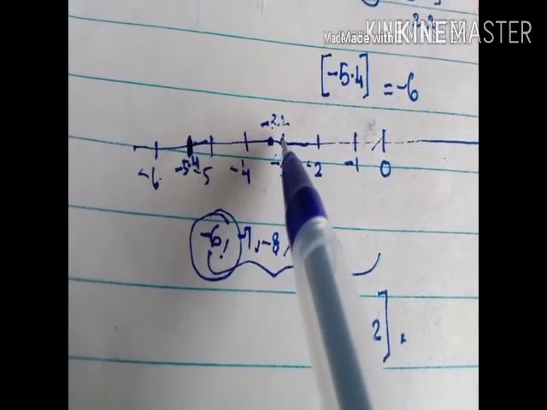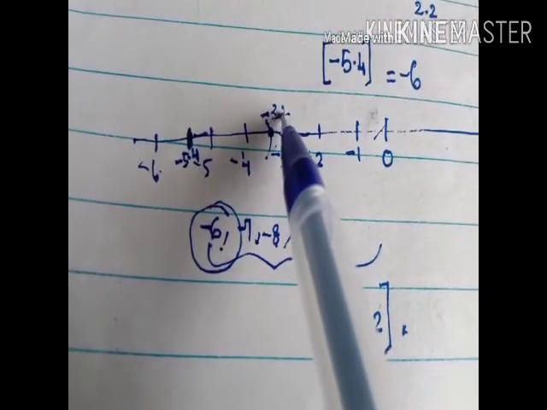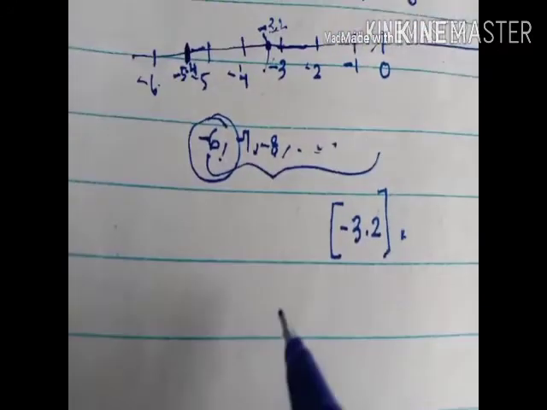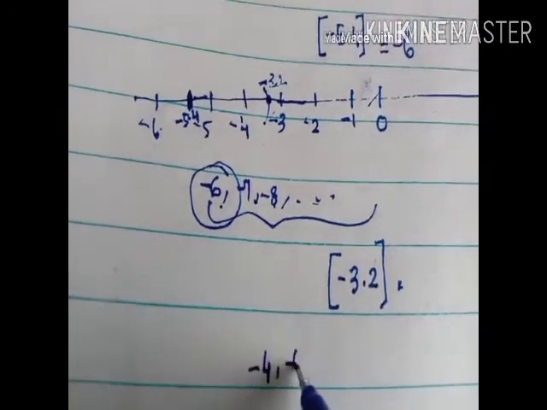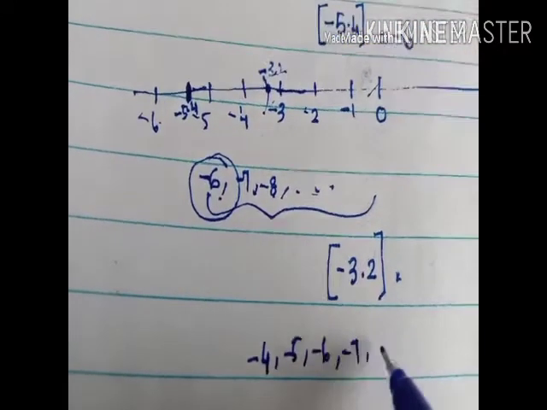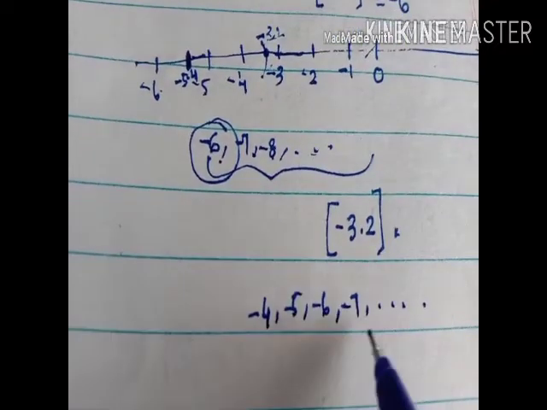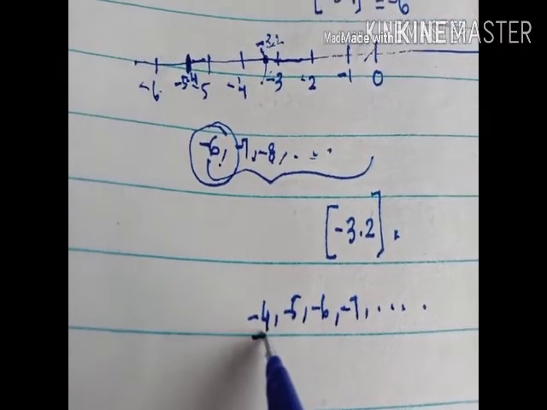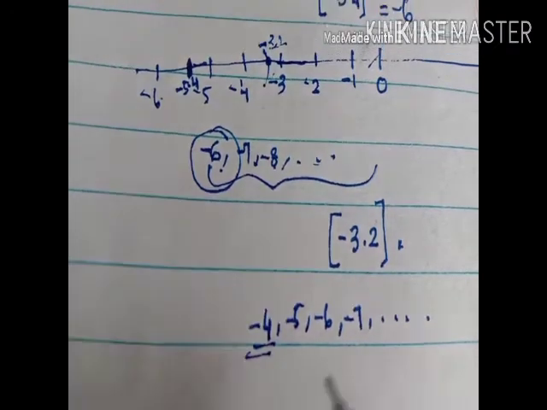Now listen, -3.2. Look at here, assume this is the point -3.2. We have to write down the integers less than -3.2. So the integers are -4, -5, -6, -7, etc. Out of these integers, which is the greatest integer? It is -4.